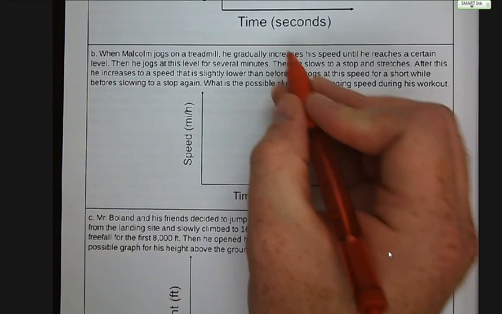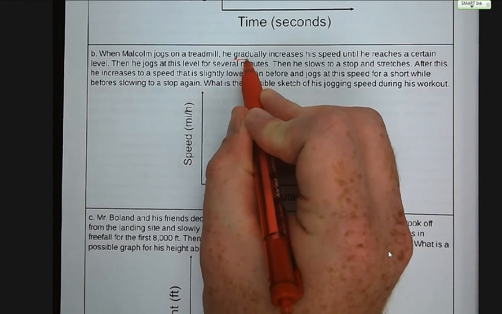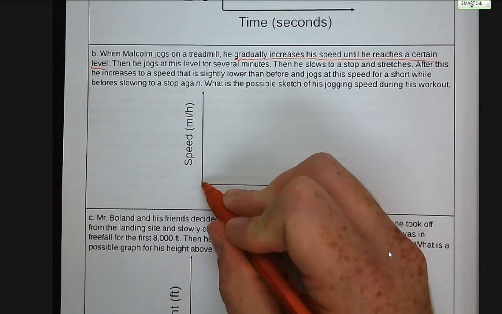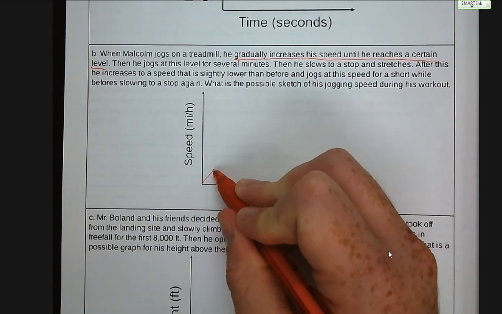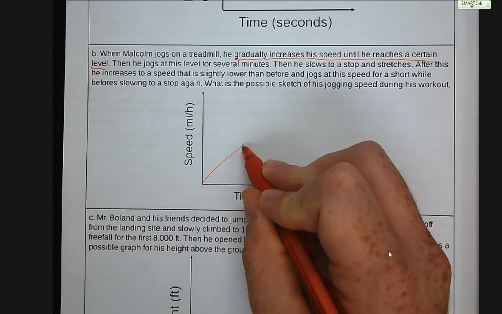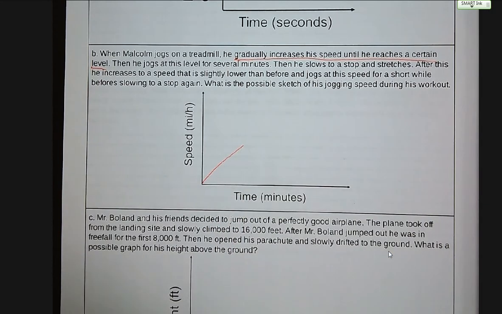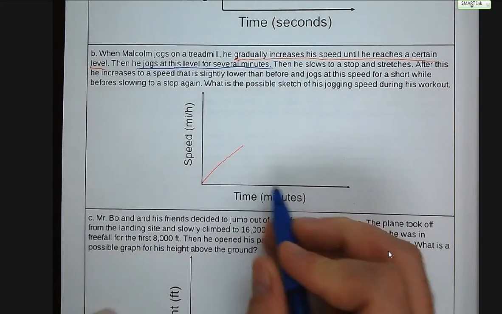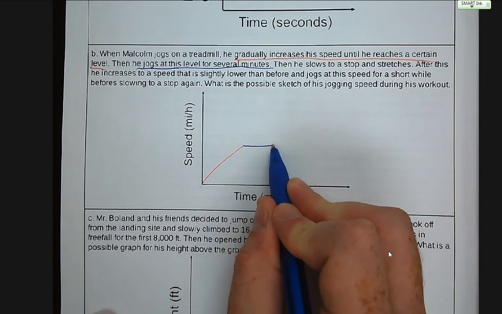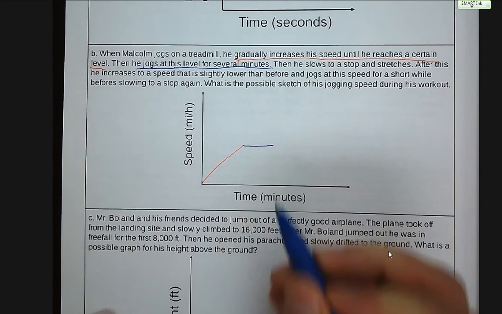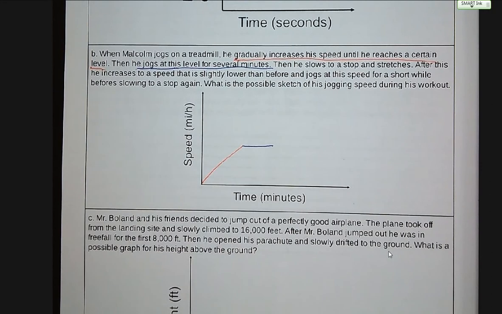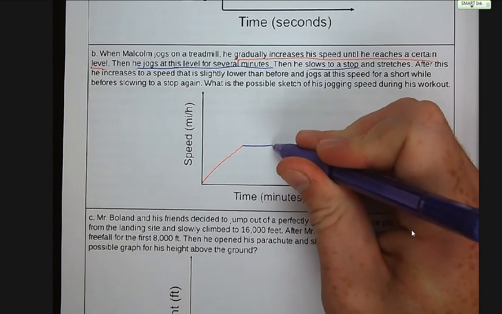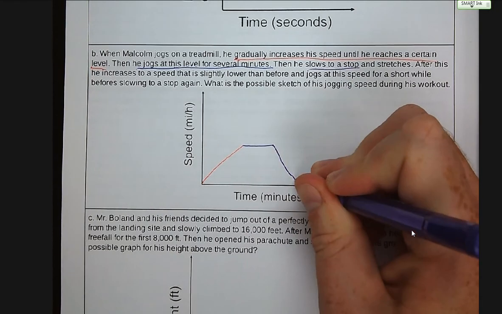So our first segment is going to be he gradually increases his speed until he reaches a certain level. So he starts off at 0 and he gradually increases his speed. Okay? Our next segment is he jogs at this level for several minutes. So he's going to have a straight line across. He's not increasing, he's not decreasing, it's a straight line. Next we have he slows to a stop. So he slows down to a stop.